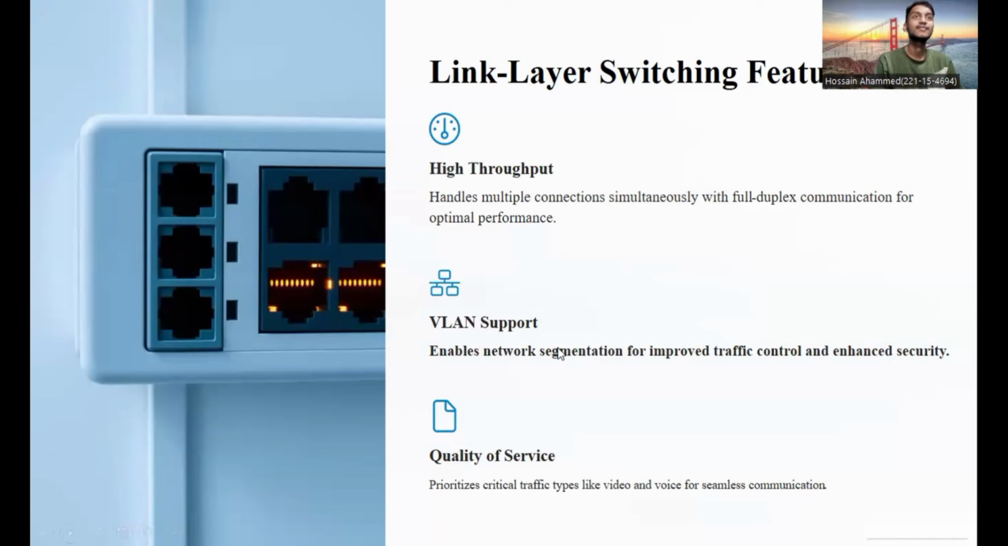Link layer switching features. Here I mentioned three topics, that is high throughput, VLAN support, and quality of service. High throughput basically handles multiple connections simultaneously with full duplex communications for optimal performance.